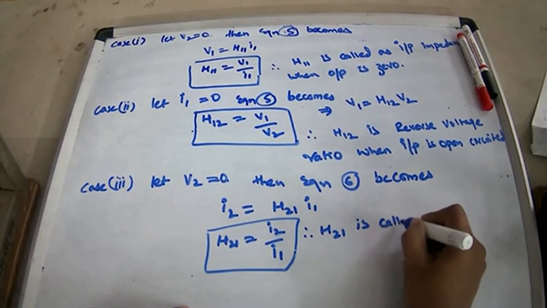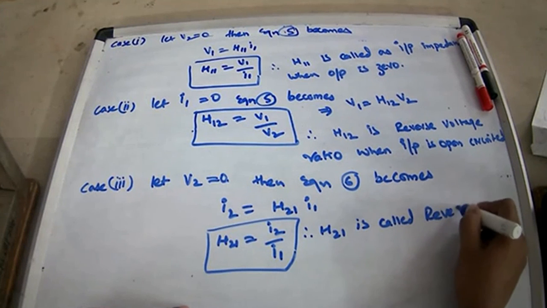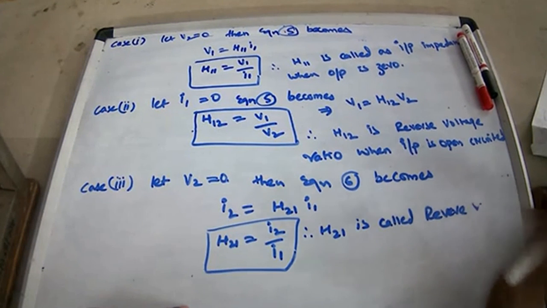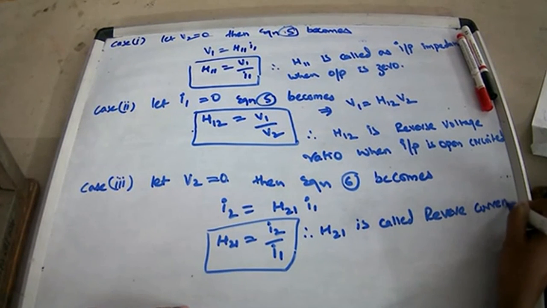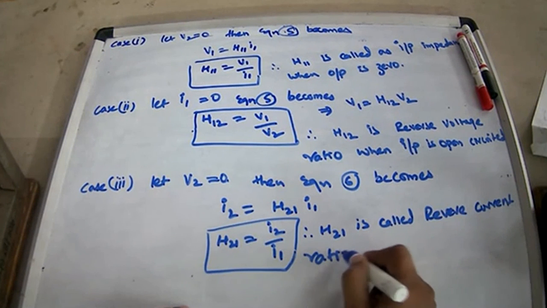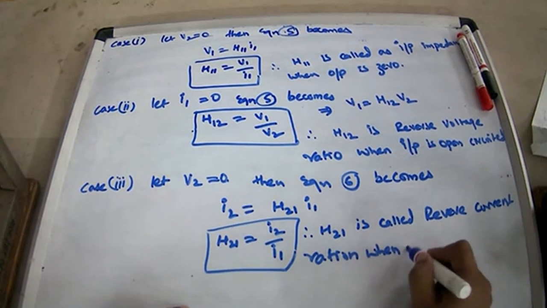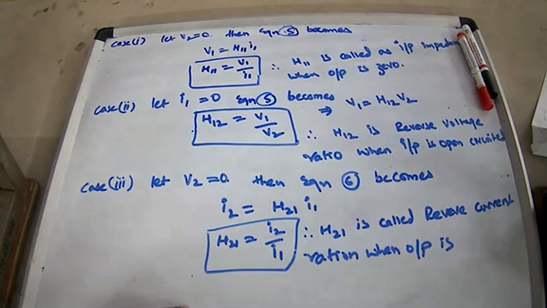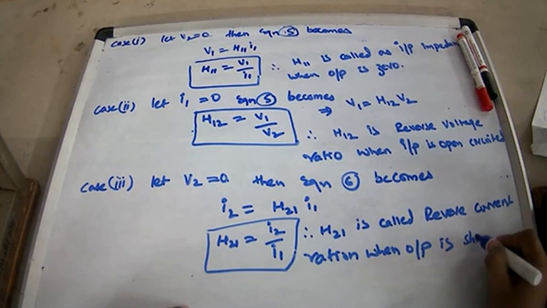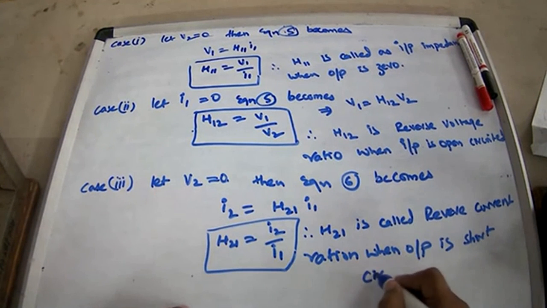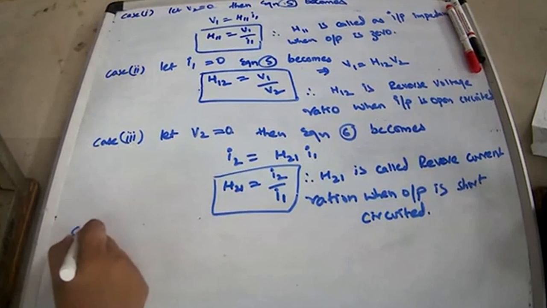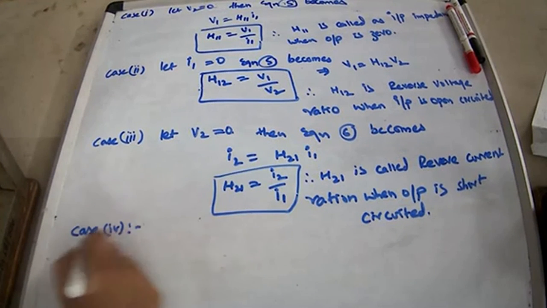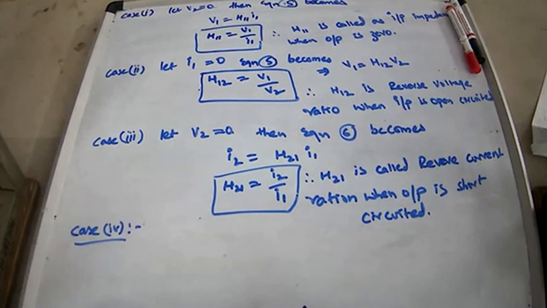From this we can say that therefore H21 is called reverse current ratio when output is short circuited. Now let's go ahead with case 4. Case 4 will be the last case to discuss for H parameter.